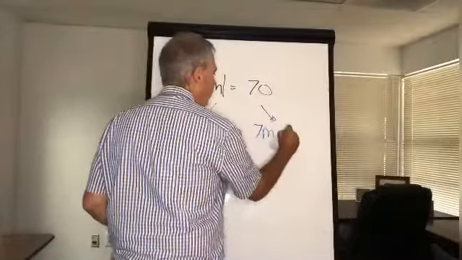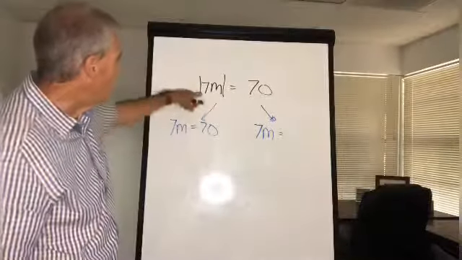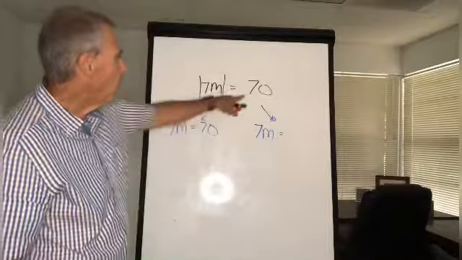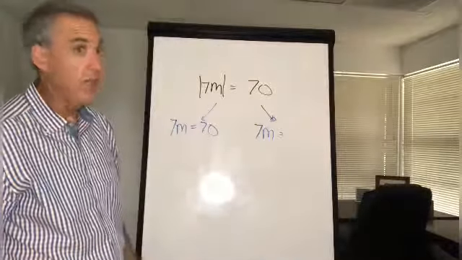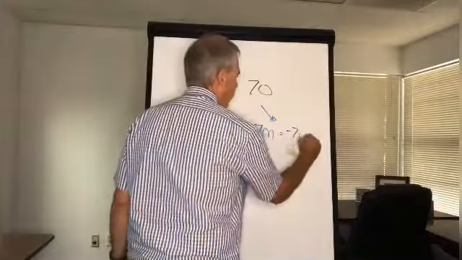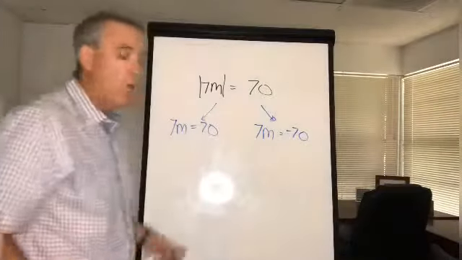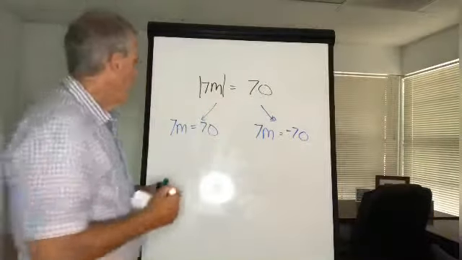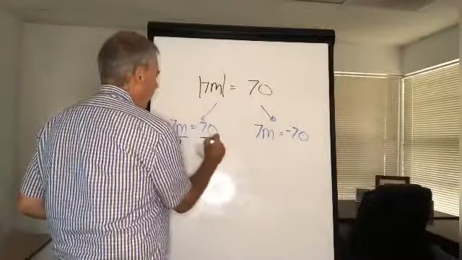This time it's still 7m. We never mess with what's inside that thing. But we are going to change the sign of that positive 70. And do you know what we're going to change it to? Negative 70. All right. And now we're just going to solve both of them. We're going to get two different answers. That's okay. Divide by 7. Divide by 7.